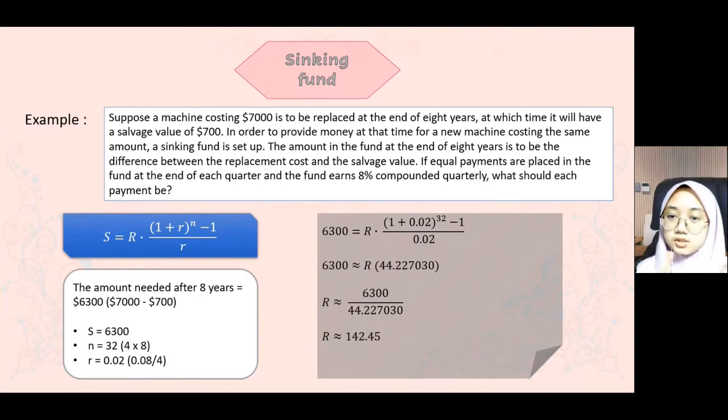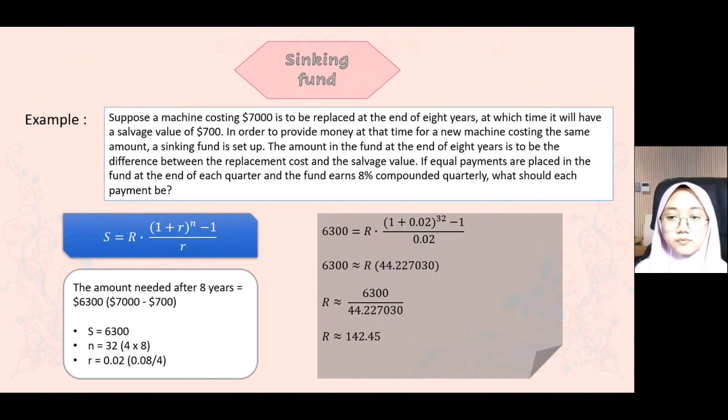$6,300 will be S, which is the future value, which means the total value of dollars that we need to buy a $7,000 new machine. And then N in the formula will be 32, because 8 years multiplied by 4 quarters, because there are 4 quarters in every year, so there will be 32 periods of time. And then the interest rate will be 2%, because the 8% interest rate in the question is divided by 4.